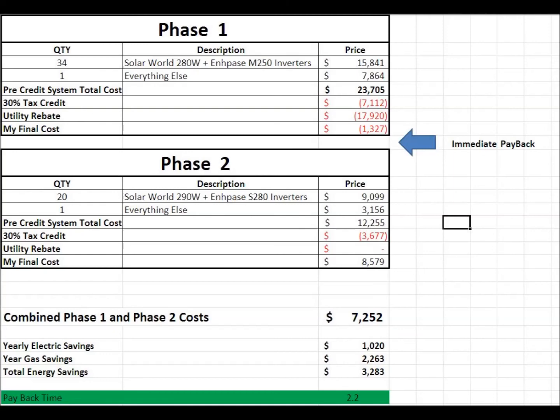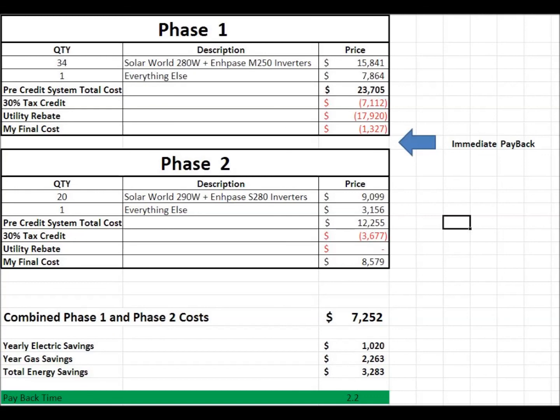So now when I add the two costs together from phase 1, which was $1,327, that wasn't a cost. They actually paid me $1,327 to put the system in after I paid for everything. And what phase 2 cost me was $8,579. That's what I had to pay out of pocket. Now when I combine those, that leaves me with my total phase 1 and phase 2 cost of $7,252.